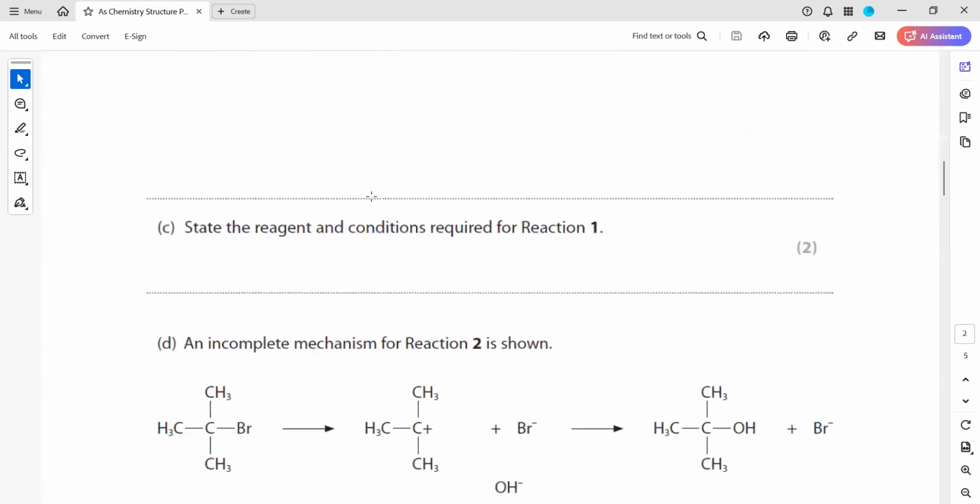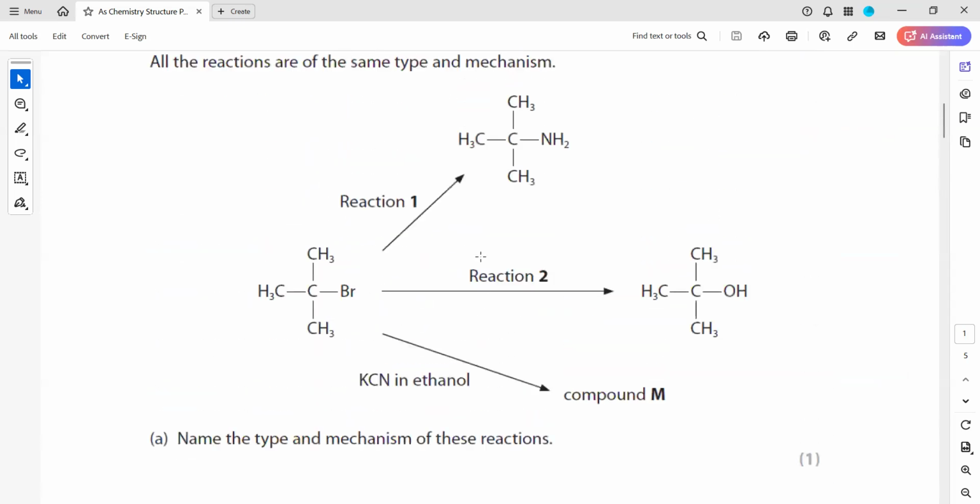State the reagent and the conditions required for reaction 1. Whenever we want a substitution, where we want to replace the halogen attached to an alkyl group by an amine group like NH2, what do we need? We need ammonia. What is the condition we need? It should be heated in a sealed tube. But what else is a very important thing? We need alcoholic ammonia, which will result in a substitution.